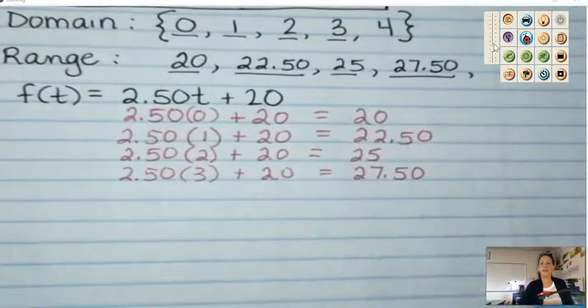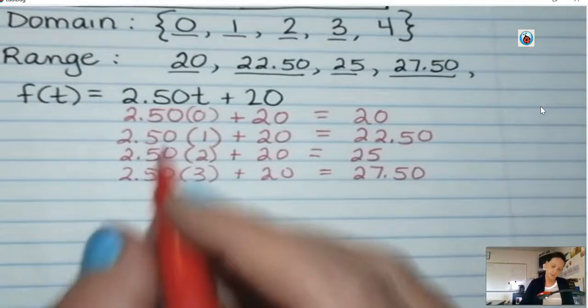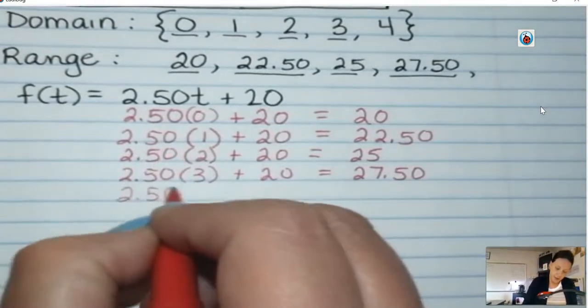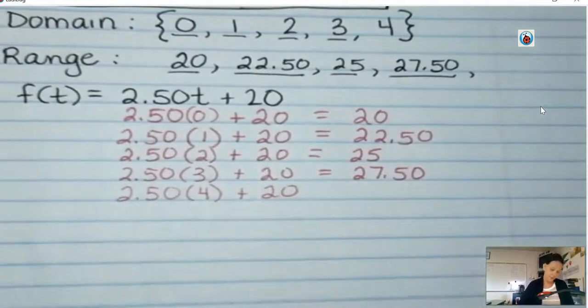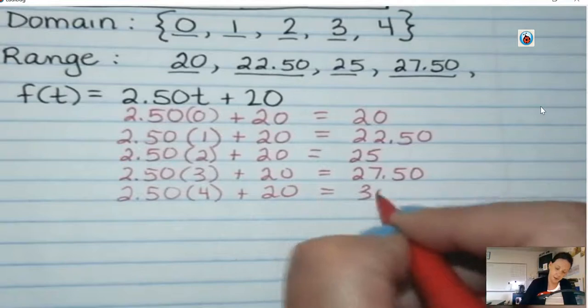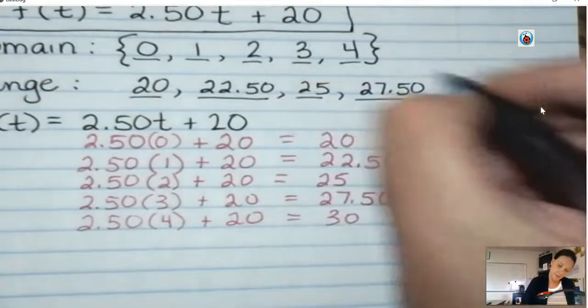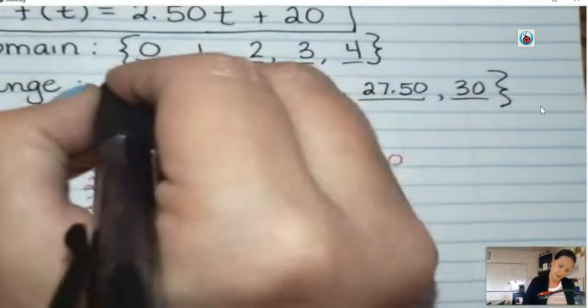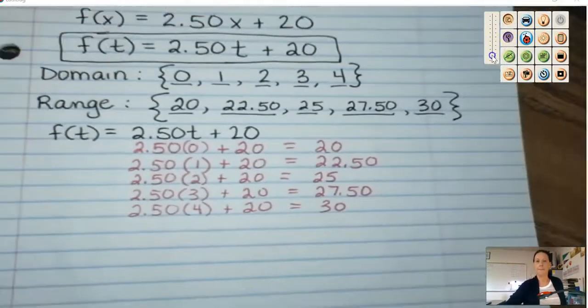And then lastly, plug in that number 4 into x. Also, I'm going to show you how to do this on your graphing calculator a lot easier. So 250 times 4 is $10 plus $20 is $30. And then we typically put a brace around them. Okay, if you have a graphing calculator, pull it out. I'm going to show you how to do this way easier.